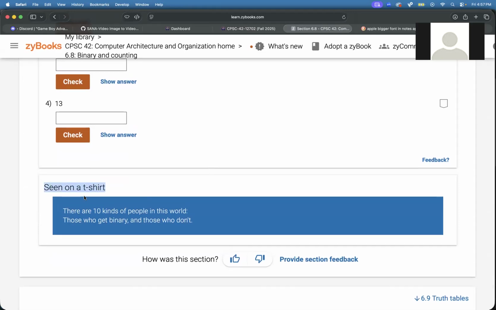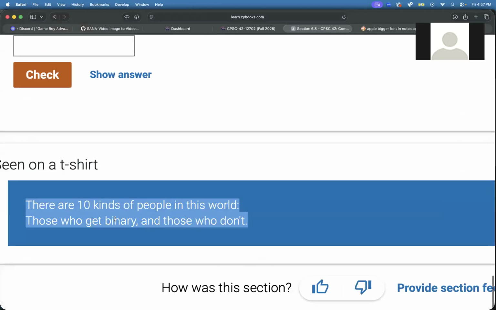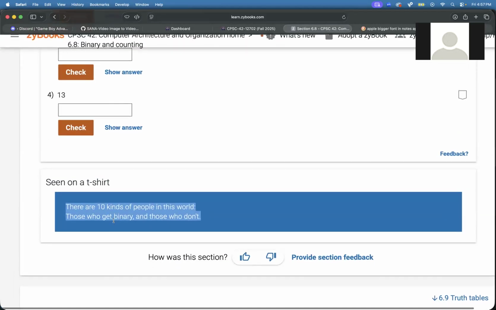Seen on a t-shirt. This is a very, very old joke now, and for some reason people still say it. 10 kinds of people in the world, those who get binary and those who don't. Because 10 is 2. So there's 2 kinds of people in the world.